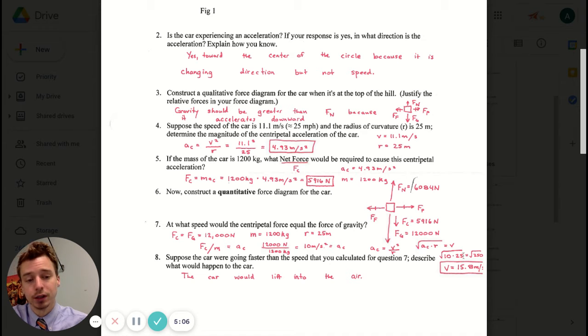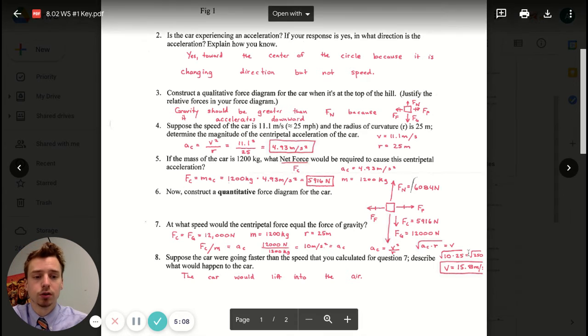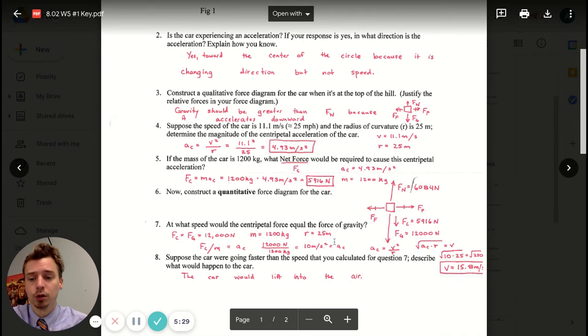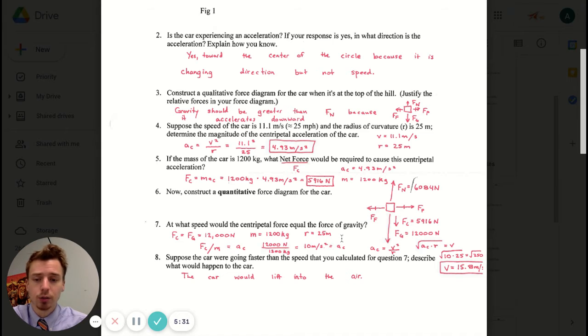Your radius is 25. So the square root of 250, which is 15.8 if you plug it into your calculator. So what they're saying here is at a velocity of 15.8 meters per second, your force centripetal would be equal to your force gravity. This one is really tough, so please let me know if you guys have any questions on that. And please also remember you can pause the video at any point.